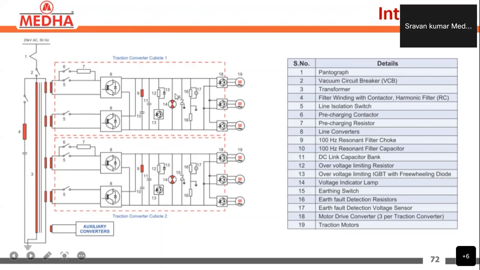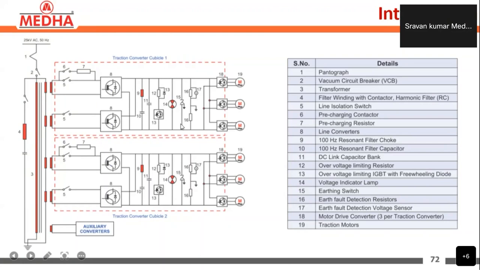And next here we can see the earth switch. The earth switch for the line and traction converter. So during the maintenance, the maintenance person would operate this earth switch and continue the maintenance process. So this is also for the protection purpose.